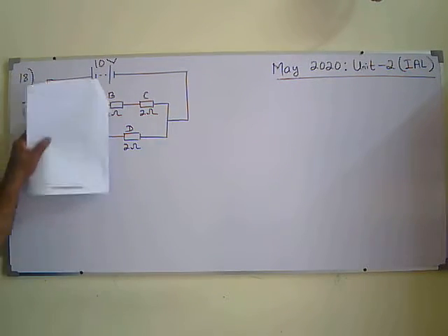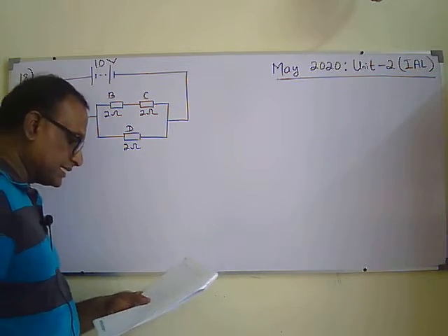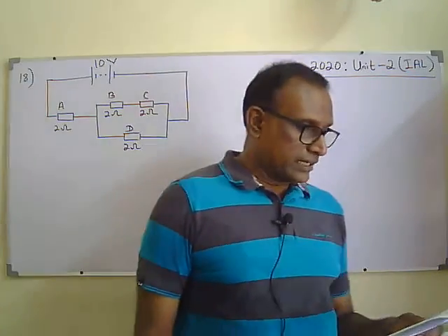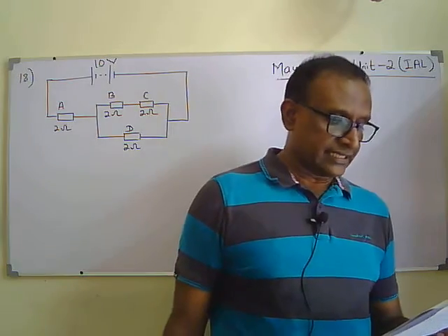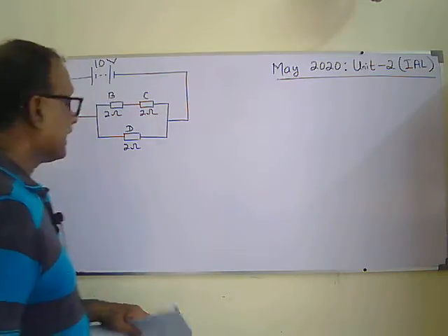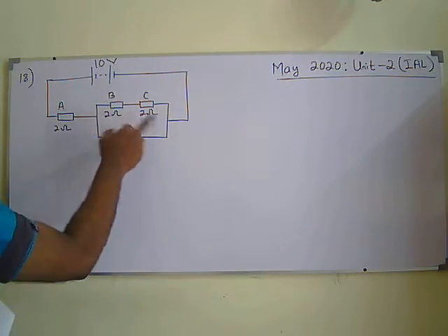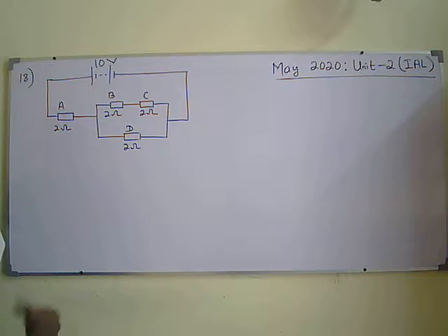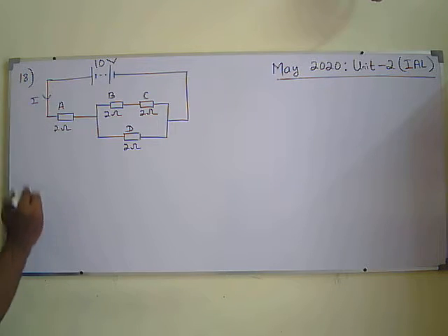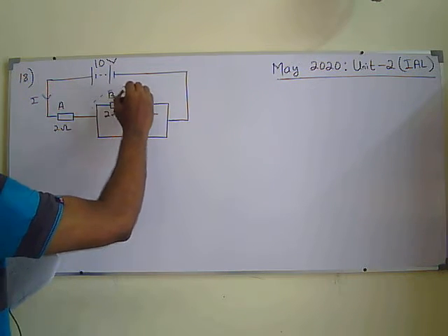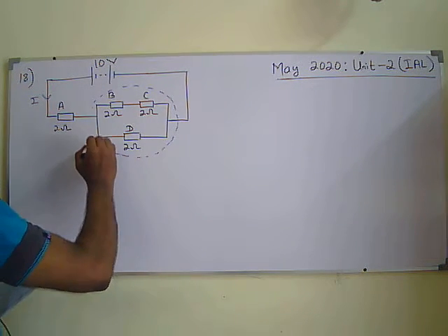Okay, question 18. This circuit diagram is given. First part, A part: determine the power dissipated in each of the resistors. So all are identical resistors, 2 ohms, 2 ohms, 2 ohms, like that. So first we can find the current flow. Let the current flow in the circuit be I. So I want to find the equivalent resistance.